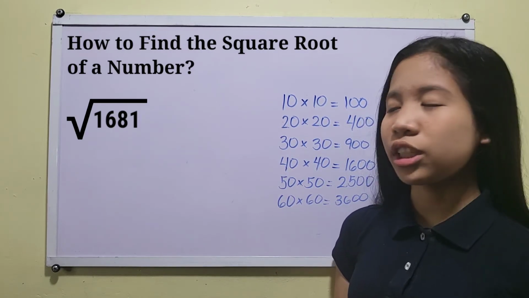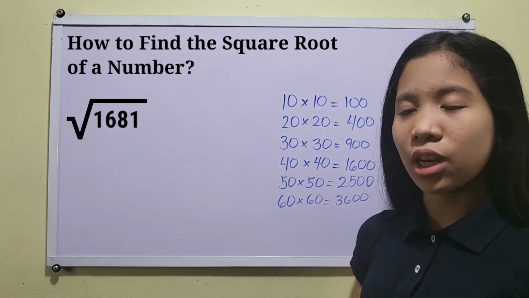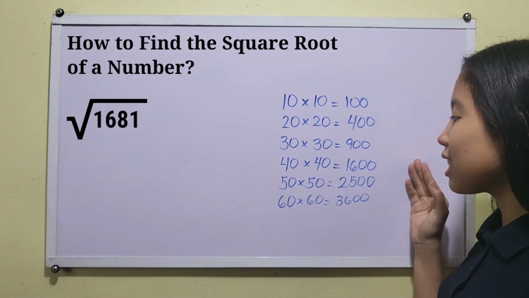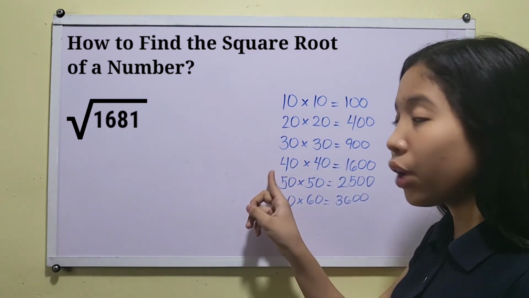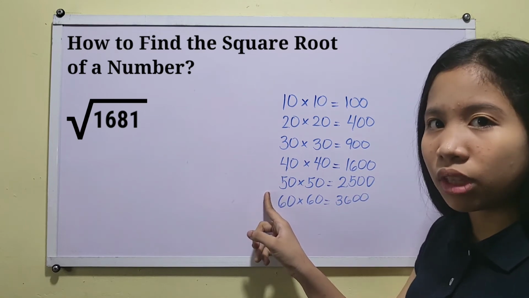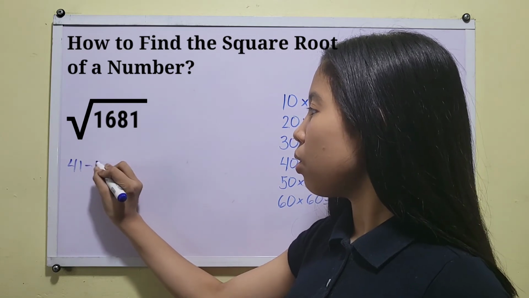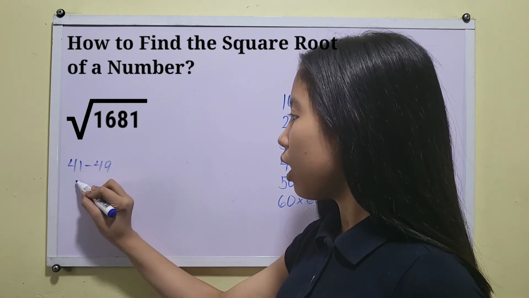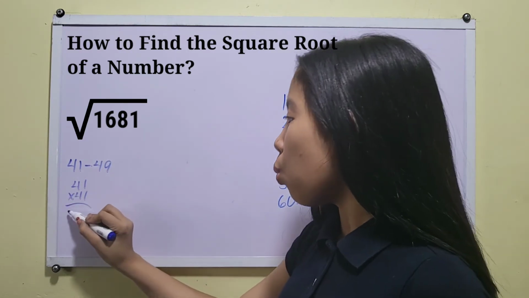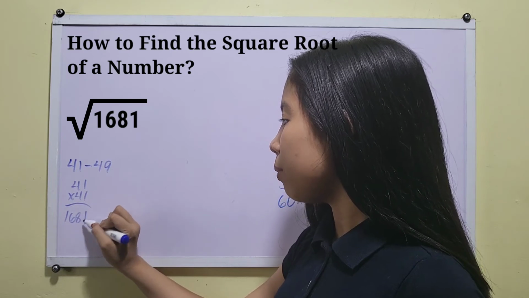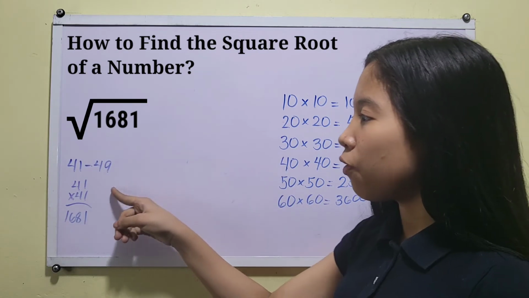Now, let us solve for the square root of 1681. 1681 is between 1600 and 2500. So it is larger than 40 but smaller than 50. So our range would be 41 to 49. And 41 times 41 is 1681. So the square root of our number 1681 is 41.